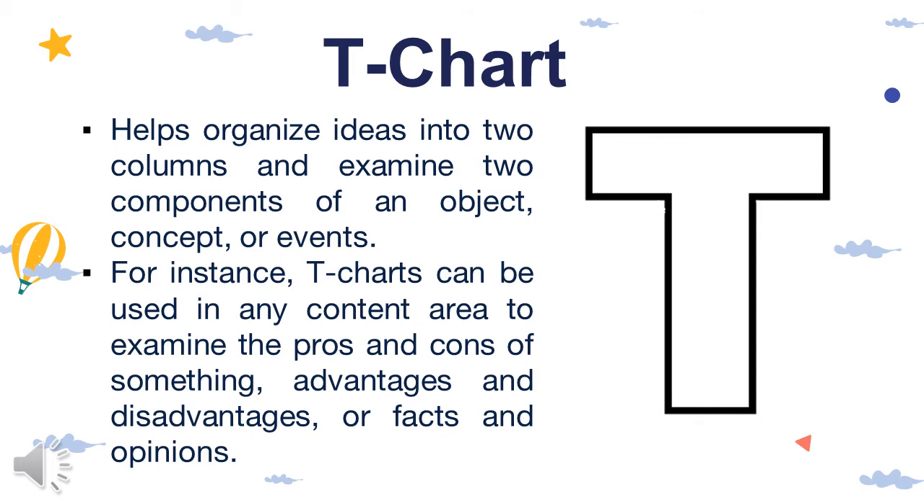For instance, class, T-charts can be used in any content area to examine the pros, or let's say the positive or the advantages, and cons, the negative or the disadvantages, or simply stating facts and opinions, distinguishing facts and opinions. So students can select two things simply by comparing certain ideas, characters, events, etc. And then the next thing that you're going to do is write them down as headings for the two columns, and from there, comparisons or contrasts can be made in both columns.